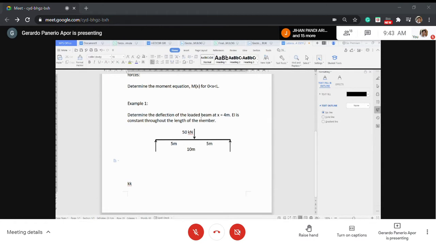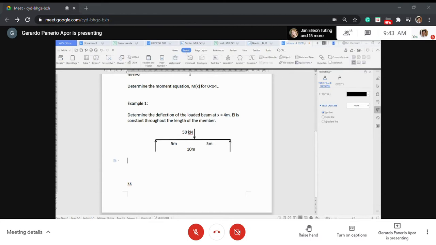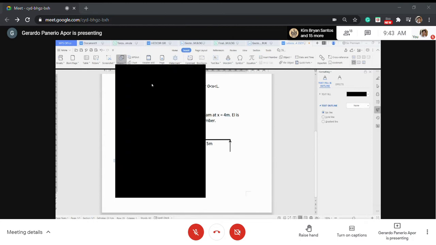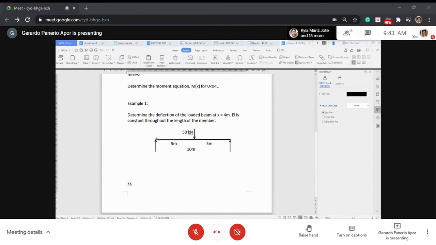We are going to determine the deflection here. So if I'm going to do the deflection, I can superimpose it here. Superimpose it here. So I can use a curve. Yeah, I can use a curve for this one.